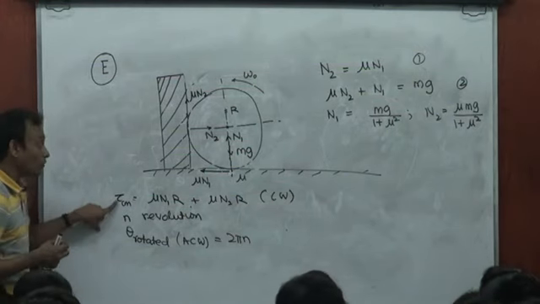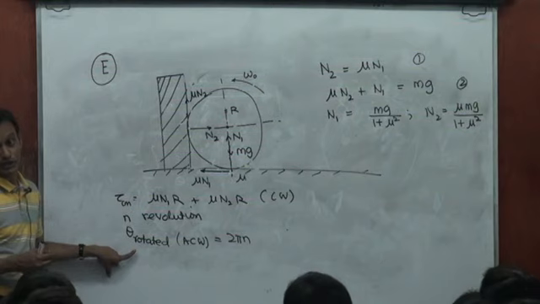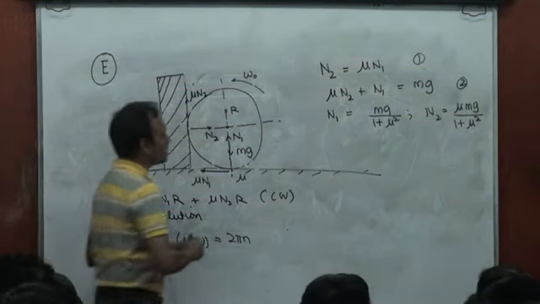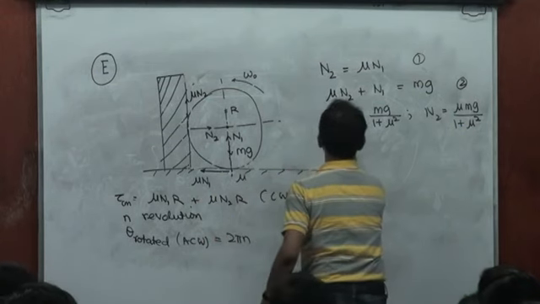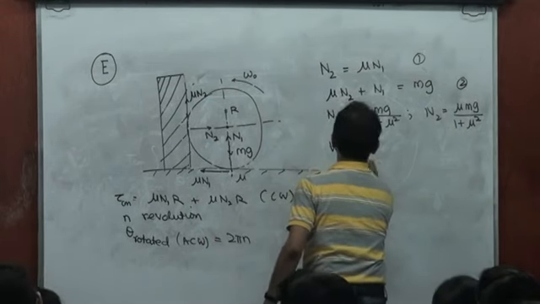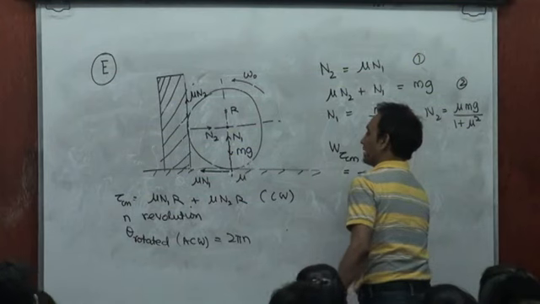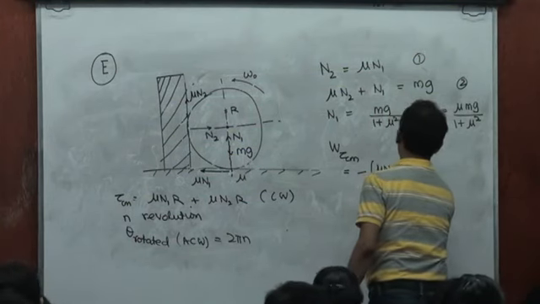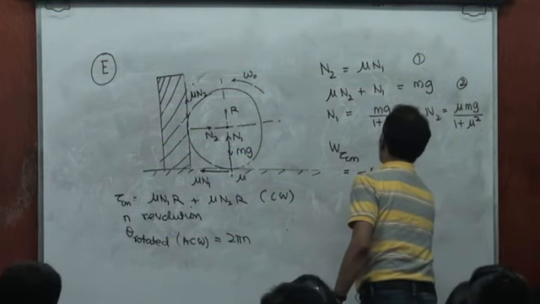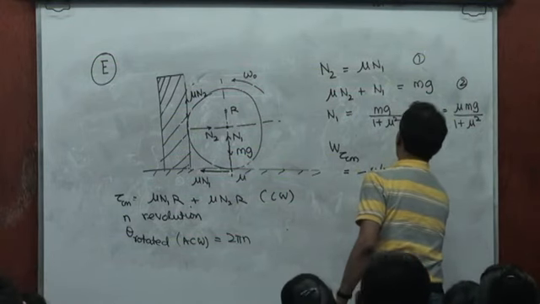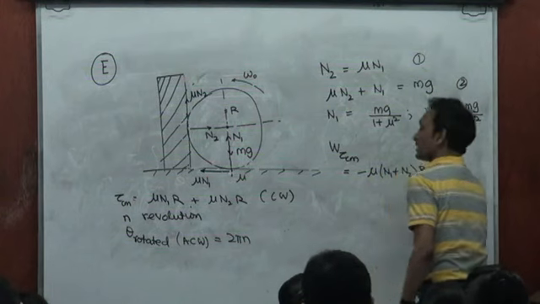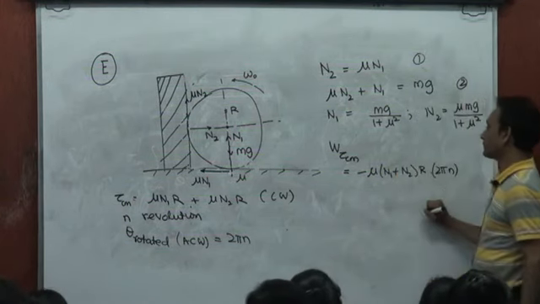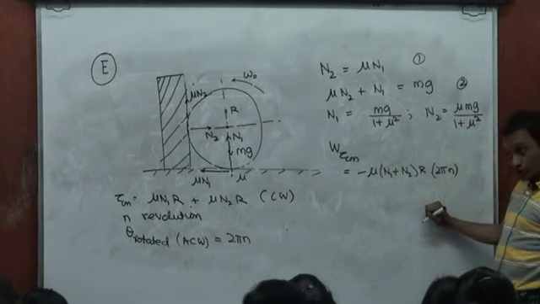So then, tau is clockwise, and the total theta rotated is anti-clockwise. So the work done by this torque would be negative. So what's the work done by the torque? It is minus mu times (n1 plus n2) into r into the theta rotated, which is 2 pi n. Negative work done by the torque.